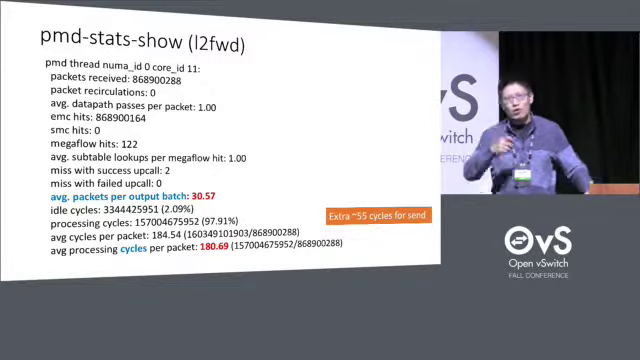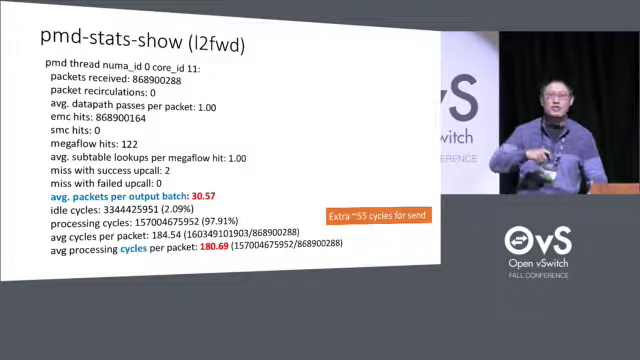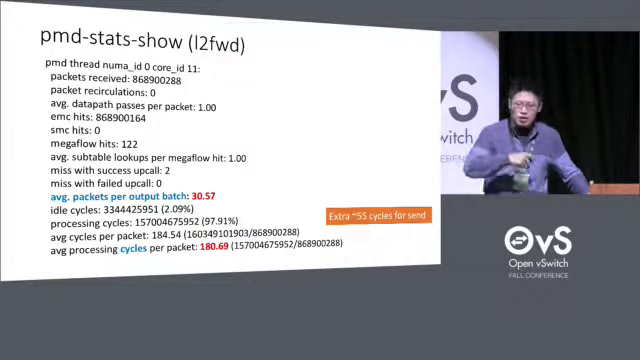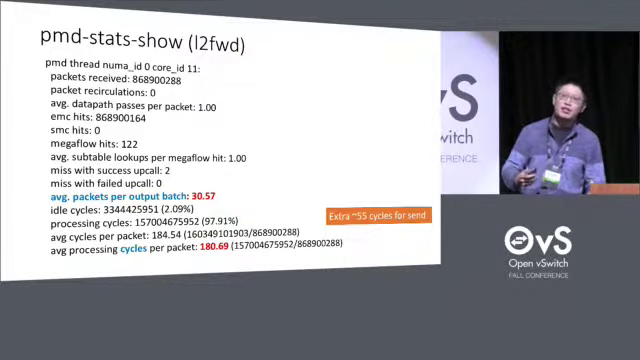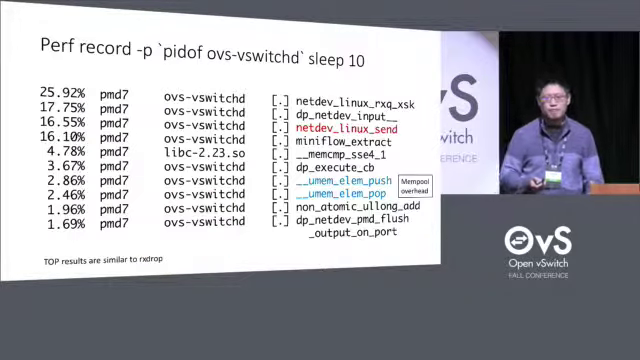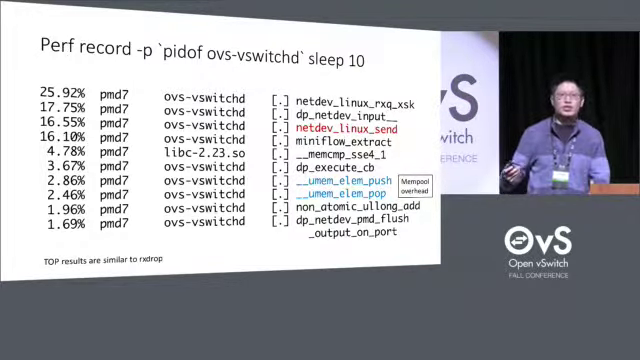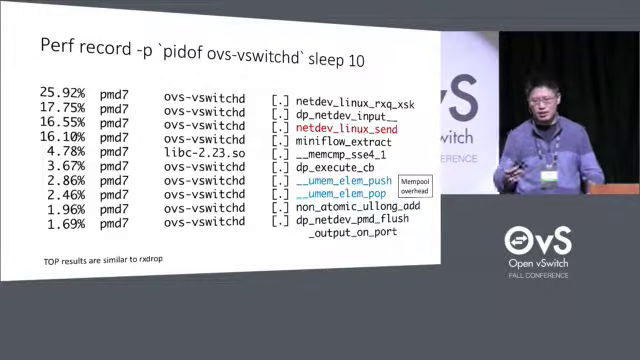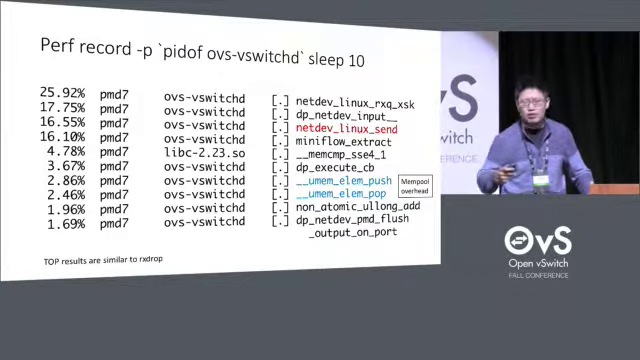So compared to only doing receive and drop, we are doing receive and send. So receive and drop takes about 124. So here we see 180. So probably another 50 cycles are spent for sending the packet out. Again, perf record shows that right now we have extra overhead. 16% of CPU is used at netdev_linux_send. And the others are doing the receive.